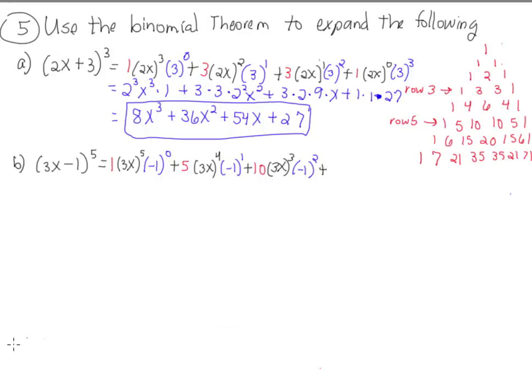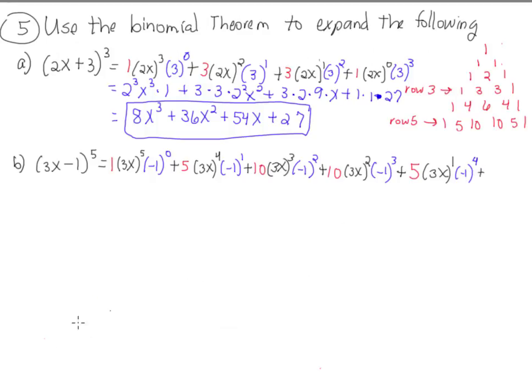Now to the 4th term, we'll look at the 4th number in row 5 of Pascal's triangle, which is also 10. Multiply by 3x to the 2nd degree. Finally, times negative 1 to the 3rd degree. The 5th term of my answer would be found by taking the 5th number in Pascal's triangle from row 5, which is 5, times 3x to the 1st degree, times negative 1 to the 4th degree.